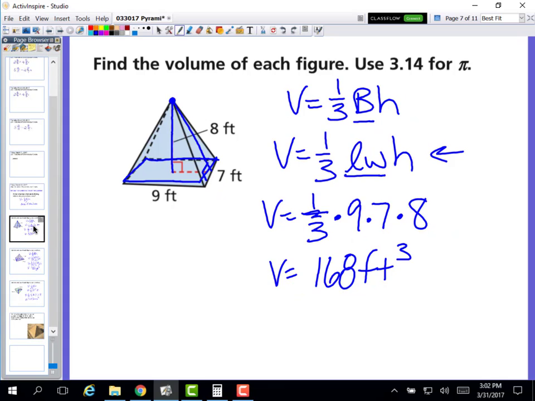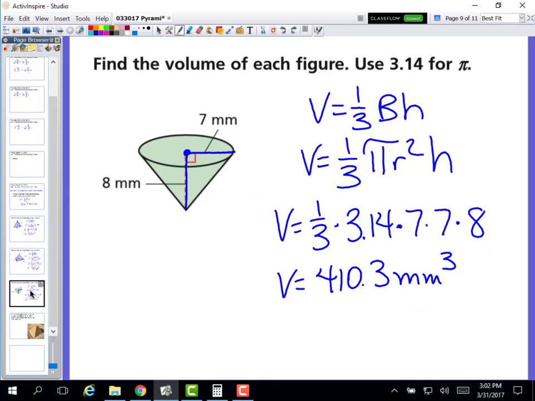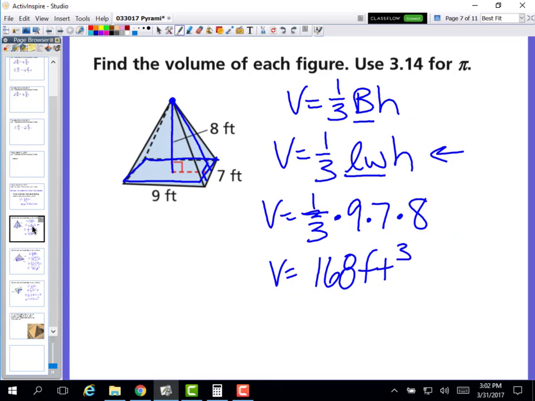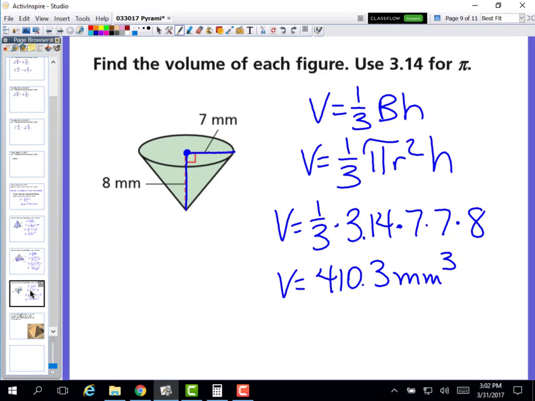So what you find out is that no matter what shape you're doing, whether it be a rectangular pyramid, whether it be a triangular pyramid, or whether it be a cone, we start off with the same basic formula, 1/3 capital BH. The only thing that we change is whatever our base happens to be, we plug in that specific formula. If it's a rectangular pyramid, we plug in length times width. Triangular, base times height divided by 2. A cone, pi r squared.